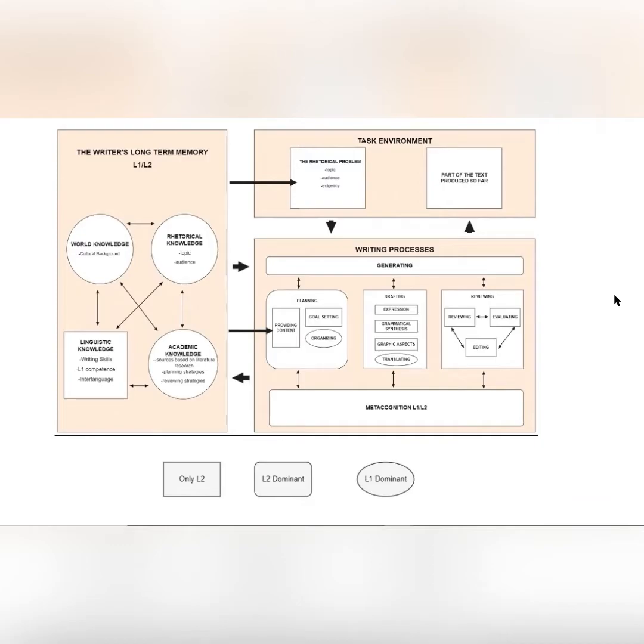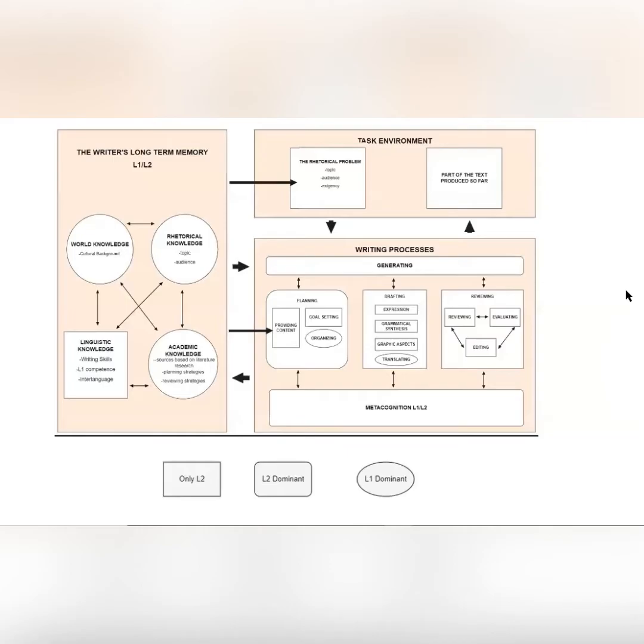Okay, so at first sight, we have a very distinctive factor, which is the shape of the items in there. Each of the shapes is going to represent the dominance of L1 or L2 in each of them. For example, in the case of metacognition, the L2 is dominant, but the L1 is also present. In the case of translating, it's only L1 dominant, but in the case, for example, of linguistic knowledge, it's only L2. There is no use of L1.